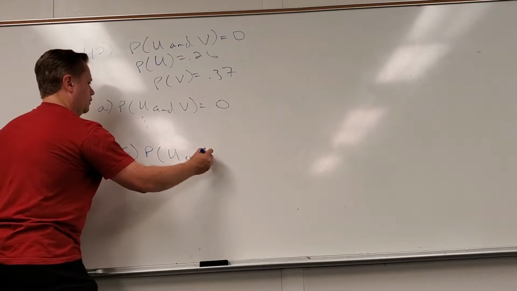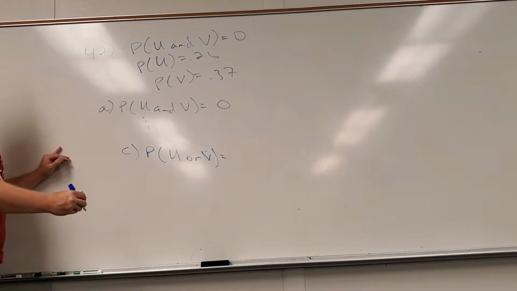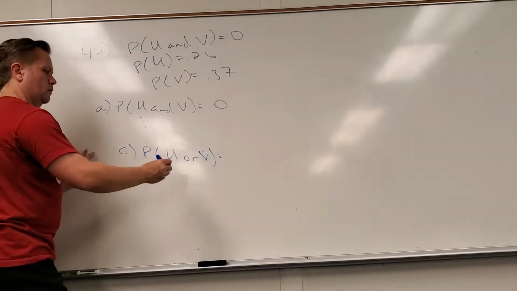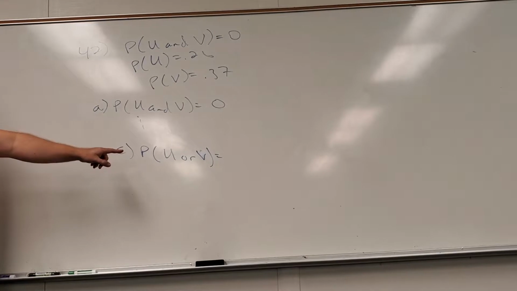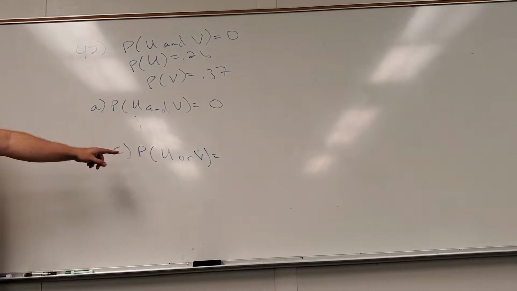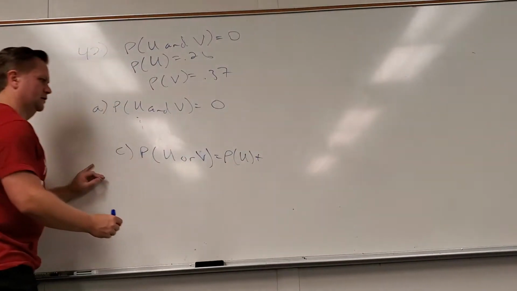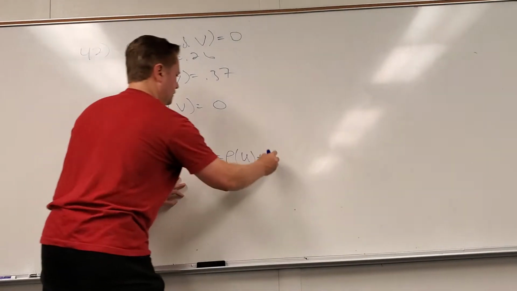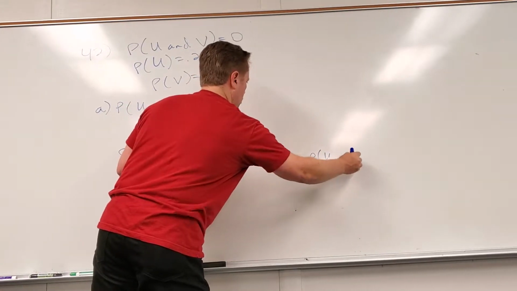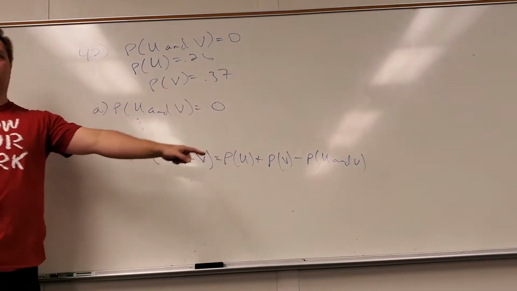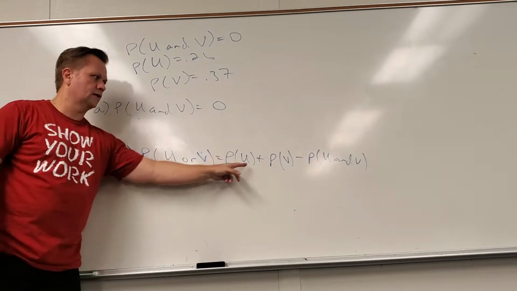U or V. That's one thing. What's the formula for that? Probability of A plus probability of B minus probability of A and B. So what's it for this one? Probability of U plus probability of V minus probability of U and V. But of course we know U and V, that probability is 0, and I know what this is, and I know what this is.